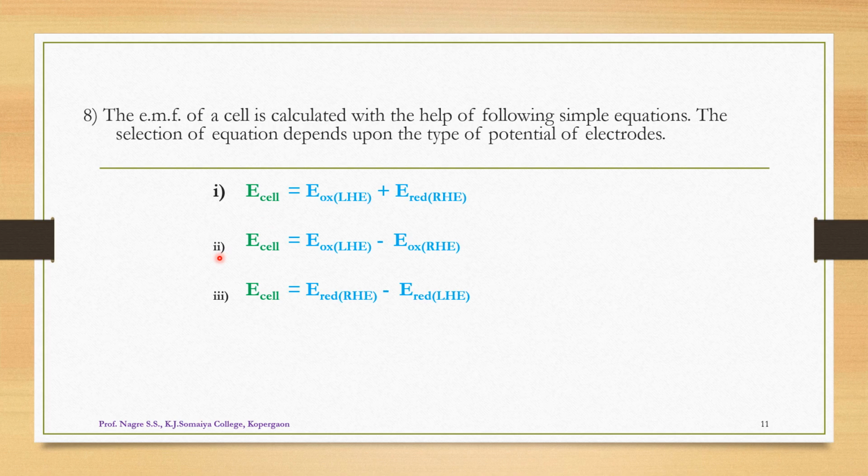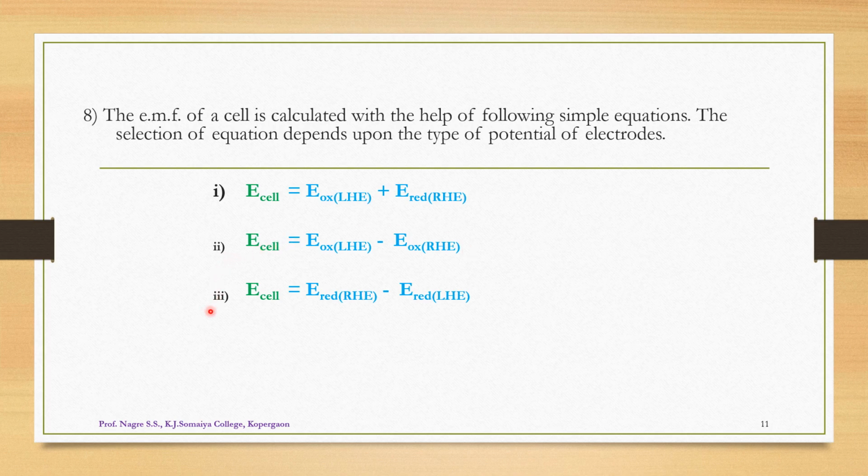The second important equation is used when the oxidation potentials of both electrodes are given, for the left hand electrode and for the right hand electrode also. At that time, E cell is calculated as E cell is equal to the oxidation potential of the left hand electrode minus the oxidation potential of the right hand electrode. And why is this so? Because we know very well that the oxidation potential of the left hand electrode is always higher than that of the right hand electrode. So this is equation number 2.